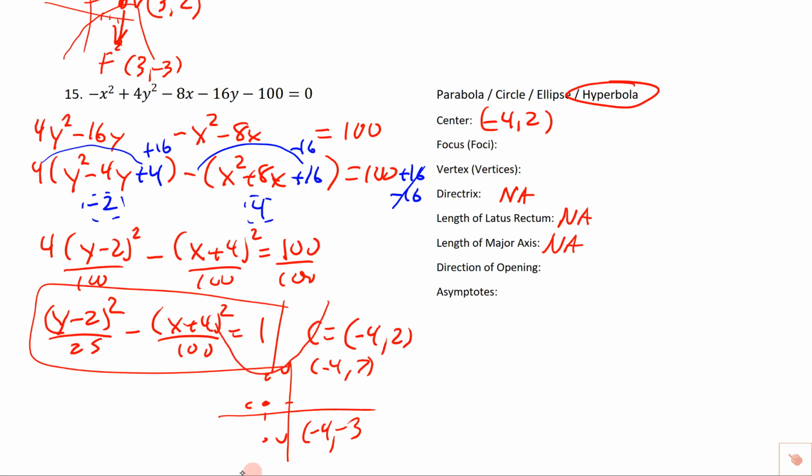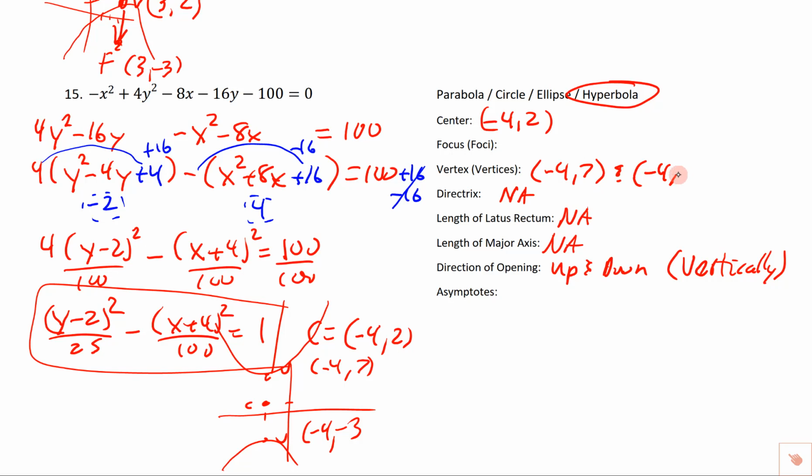And remember, it's opening up and down, which we can mark right here. Opening up and down, or you could save yourself a little bit of time by just saying opens vertically. And then our vertices are negative 4 comma 7, and another one at negative 4 comma negative 3.